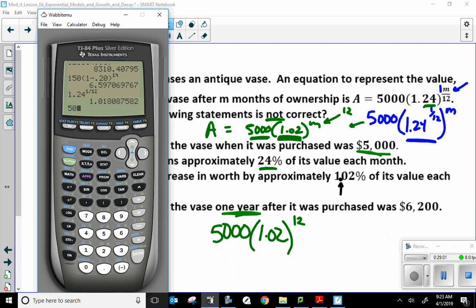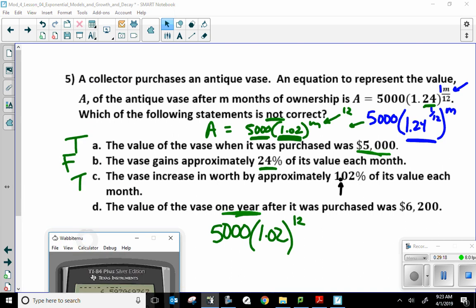Okay, let's take 5,000 times one more, times 1.02 raised to the 12. That's $6,341. Well, let's purchase. We have 6,300, right?